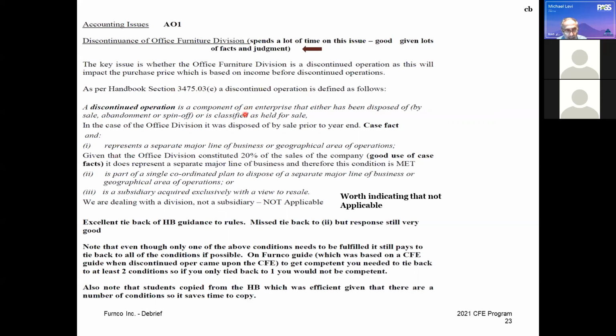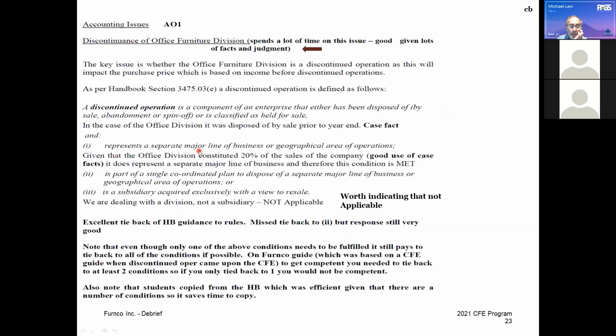So he copies this from the handbook, and then he ties back to a case fact. In the case of the office division, it was disposed of by sale prior to year end. Good tie back to case facts. You don't need to say anything more than that. And then he copied the three conditions that I showed you on the earlier slide. And let's see how he ties back to it.